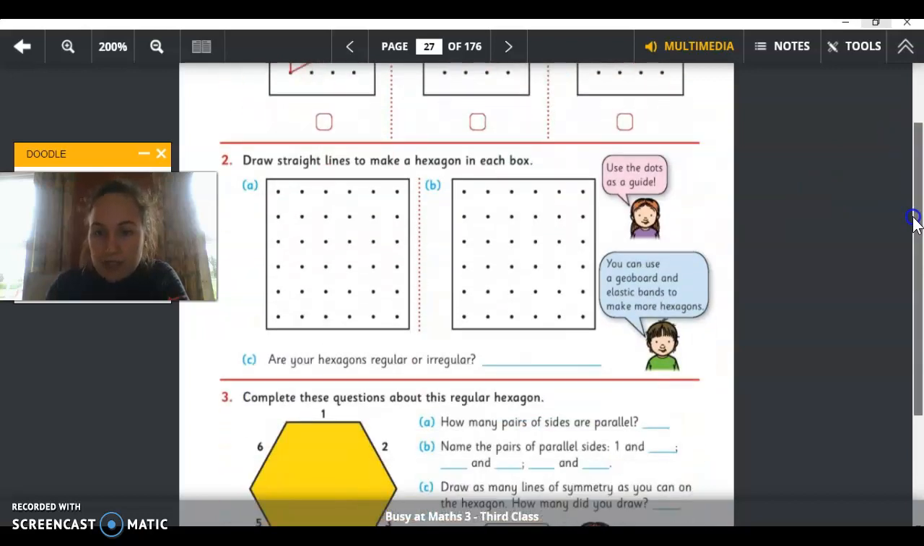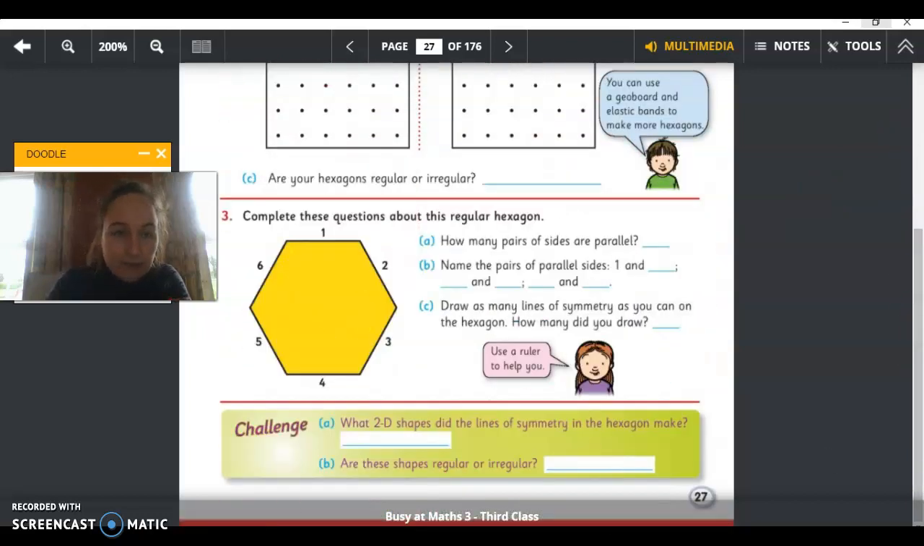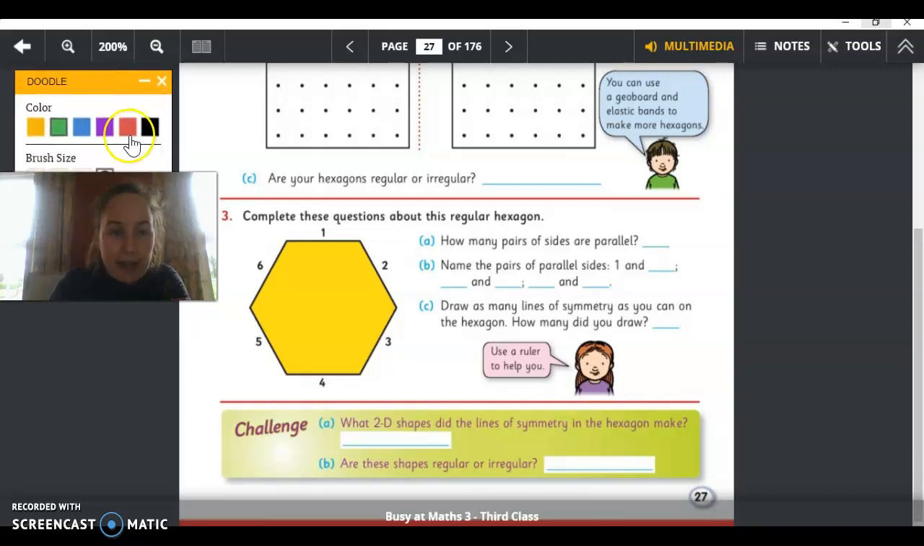So I want you to skip on down to question 3 for me. And we're going to look at a regular hexagon, so with all its sides the same length. So in this question it says how many pairs of sides are parallel?